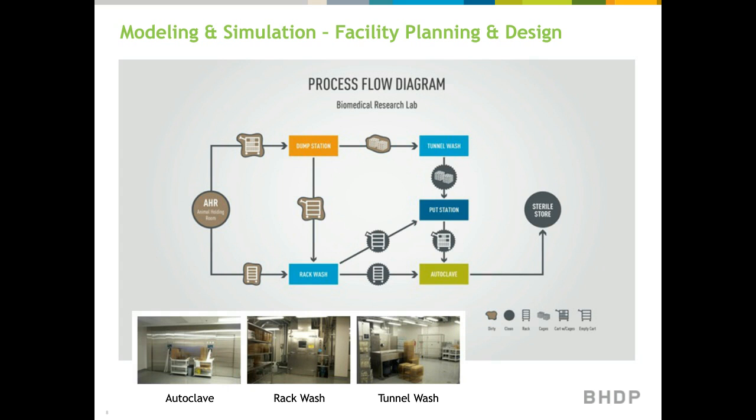As you can see, we use 2 different colors to differentiate whether an item is clean or dirty. In this process flow diagram, brown means dirty and green means clean. The items involved in this project are racks, cages, carts with cages, and empty carts. The machines here are autoclaves, which you can see in the picture here, rack wash, and tunnel wash here.